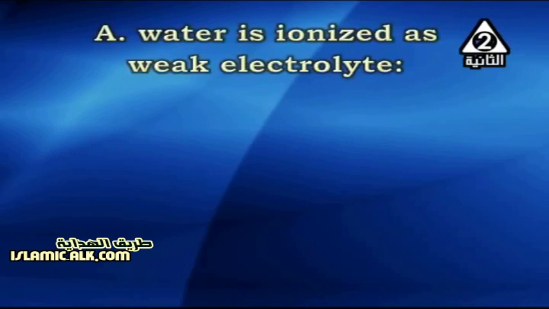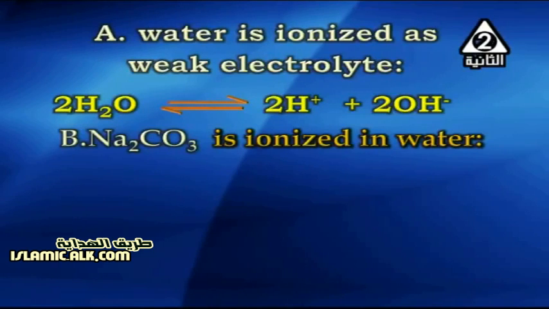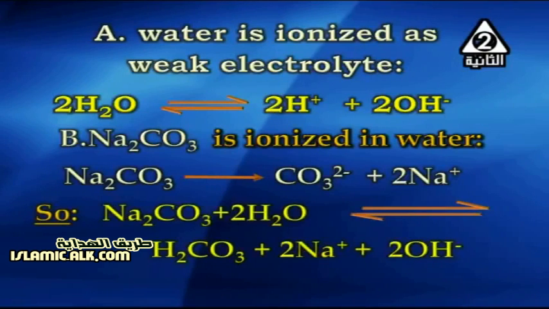Water is ionized as a weak electrolyte. As the equation on screen shows, H2O gives H positive and OH negative. And sodium carbonate is ionized in water into carbonate anion and sodium cation. So by adding these two equations, we get the equation that we see on the screen: Na2CO3 plus 2H2O gives, in equilibrium, H2CO3 plus 2Na positive and 2OH negative.